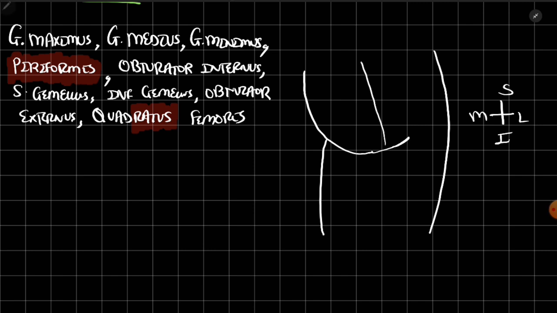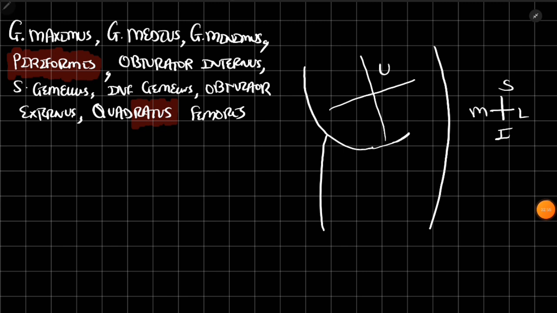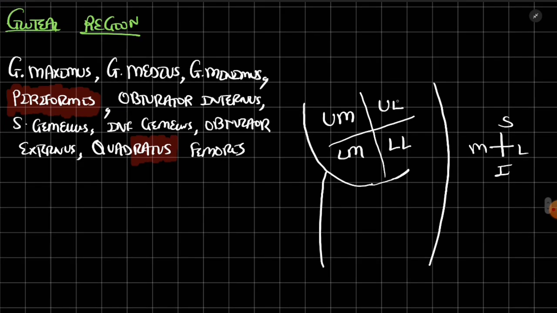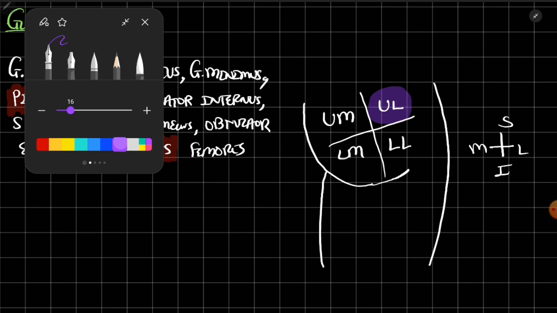Now divide it into 4 parts. The 4 parts are the upper lateral, upper medial, lower medial and lower lateral. So when we insert a syringe in the gluteal region, in which quadrant do we give the syringe? The upper lateral, upper medial, or lower lateral? The upper lateral is the region where we give the syringe.